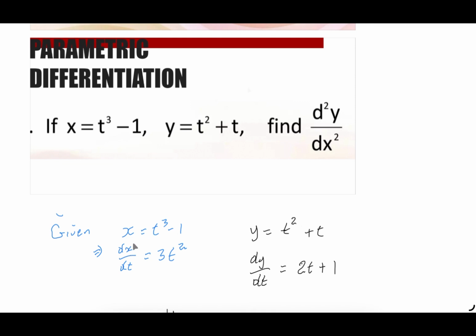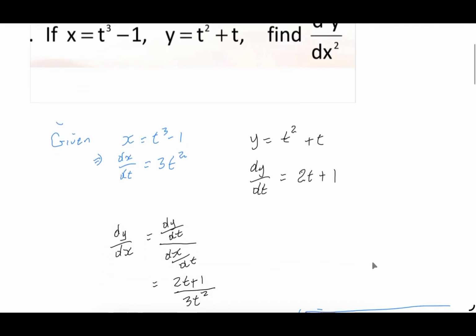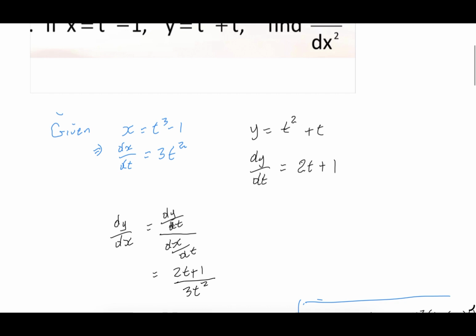The first derivative, we're going to be calculating the dx dt and the dy dt, and then dividing the dy dt by the dx dt. Now for x equal to t cubed minus 1, dx dt is equal to 3t squared. And for y is equal to t squared plus t, dy dt is equal to 2t plus 1. Now dy dx is going to be equal to dy dt over dx dt. That's going to be your dy dt, which is 2t plus 1, over your dx dt, which is 3t squared.